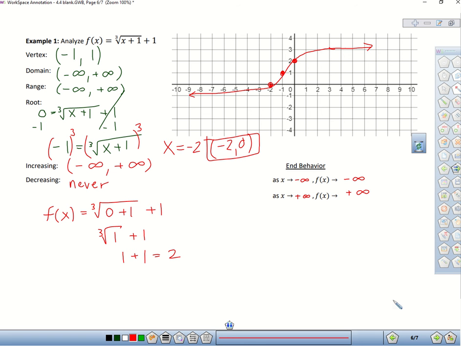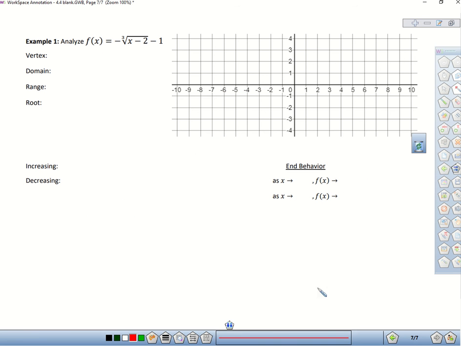Any questions on the cube root functions? These are a little easier. What do you guys think? Easier than square roots? Okay. You guys ready for the next one? Alright. So the next one says to analyze. So this one, okay, has a little bit more going on. What's the vertex of this one?